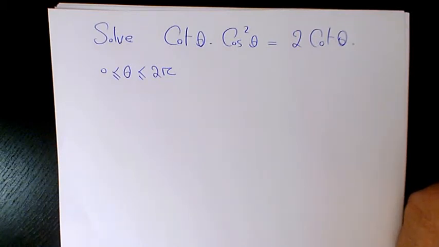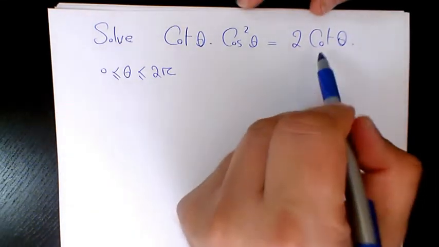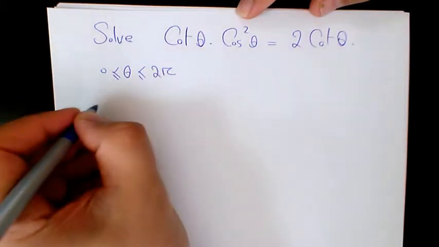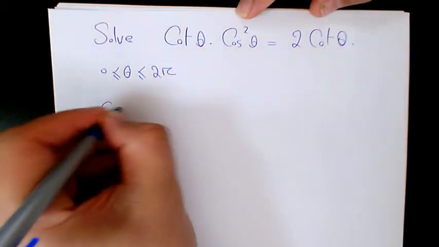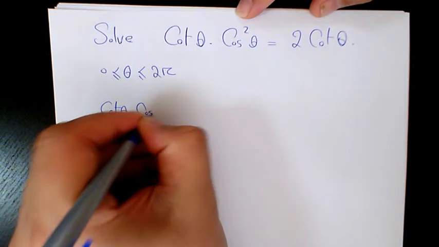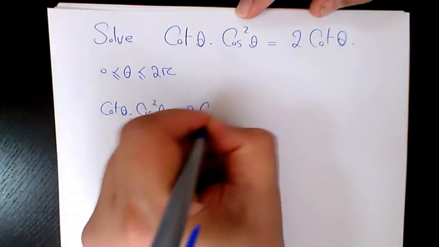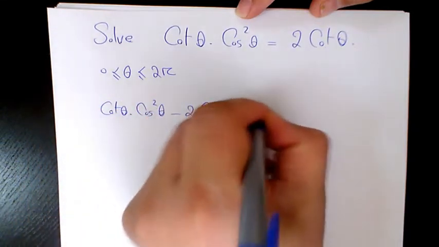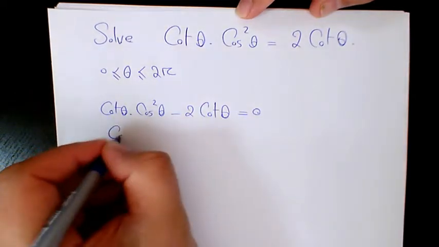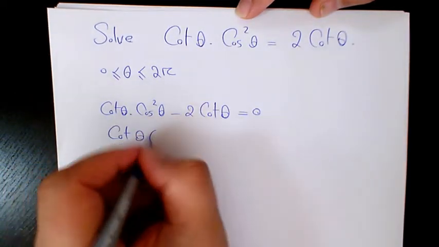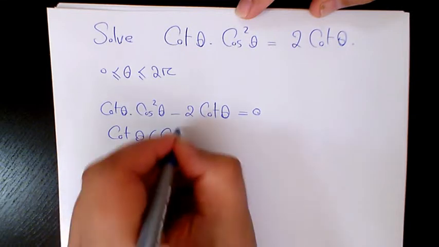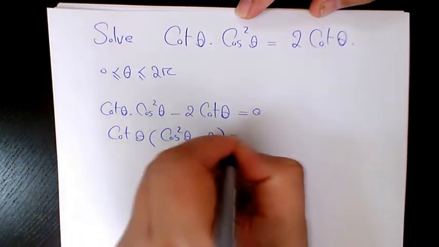Welcome to another video. In this video I want to solve this trigonometric equation, which is cotan theta times cosine squared theta equals 2 cotan theta. First thing I'm going to do, I'm going to move this one to the left hand side. So we have cotan theta times cosine squared theta minus 2 cotan theta equals 0. So cotan theta, you factor it, is going to be cosine squared theta minus 2 equals 0.